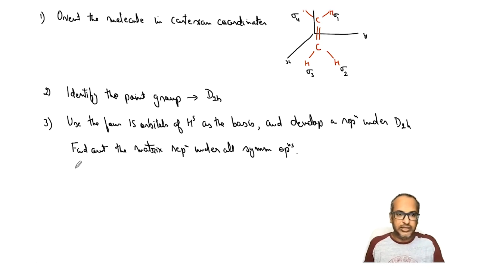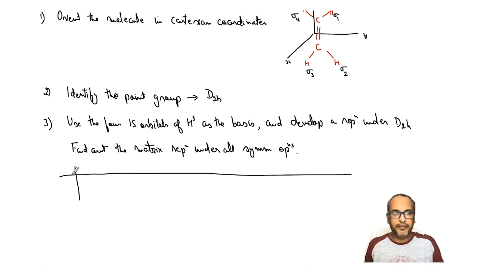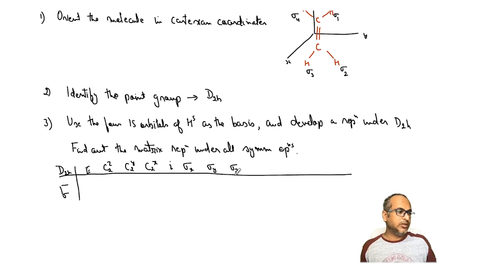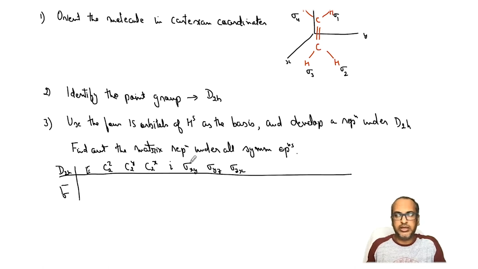All right, so now let us list down the symmetry operations we have. So this is D2h, and what we are trying to do is create the basis sigma 1, sigma 2, sigma 3, sigma 4. The first is E, then we have C2z, then C2y, C2x, then inversion i, then you have sigma xy, sigma yz, sigma zx. Anything else which I'm missing? No, I think that's all. Now, using sigma 1, sigma 2, sigma 3, sigma 4 as the basis set, we need the matrix representation under all of these symmetry operations.